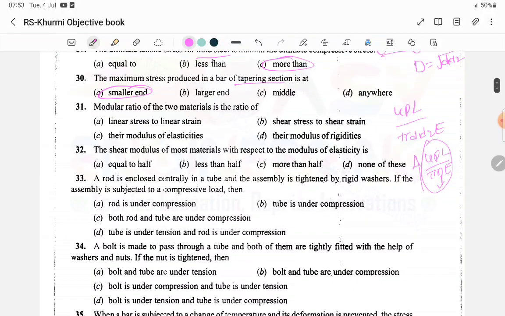Modular ratio of two materials is the ratio of their moduli of elasticities. Okay, this is the modular ratio. Shear modulus of most materials with respect to modulus of elasticity is how much? It's B, less than half.